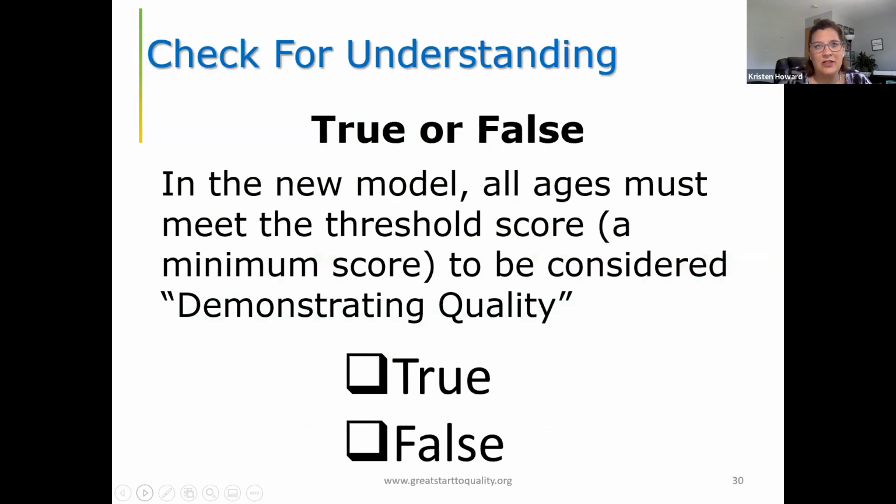All right, so we have a little bit of a check for understanding. Pause and reflect. In the new model, all ages must meet the threshold score, which is that minimum score to be considered demonstrating quality. True or false? If you said true, that is correct. All ages must meet that threshold score to be considered demonstrating quality.